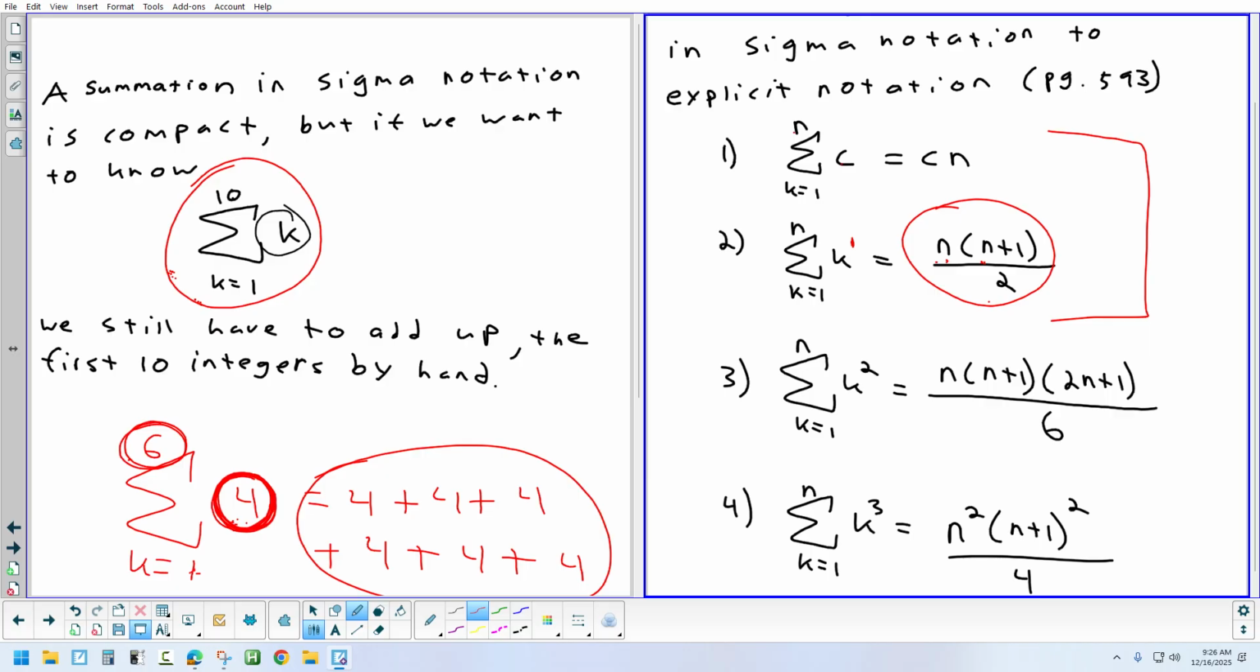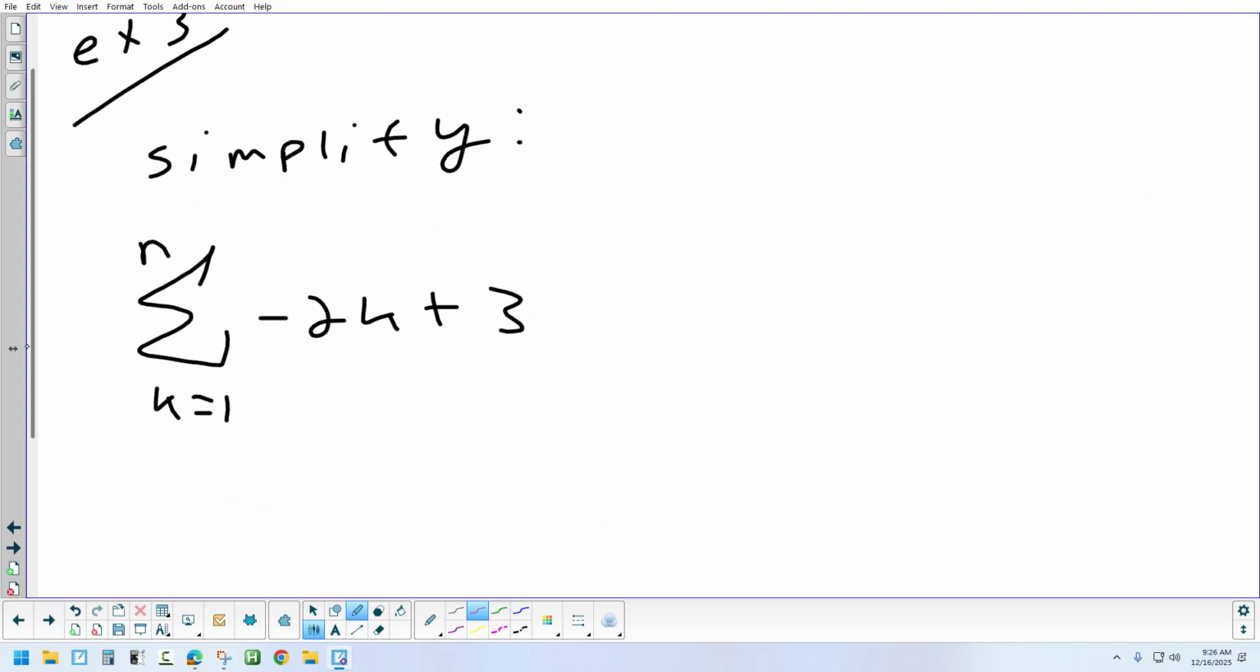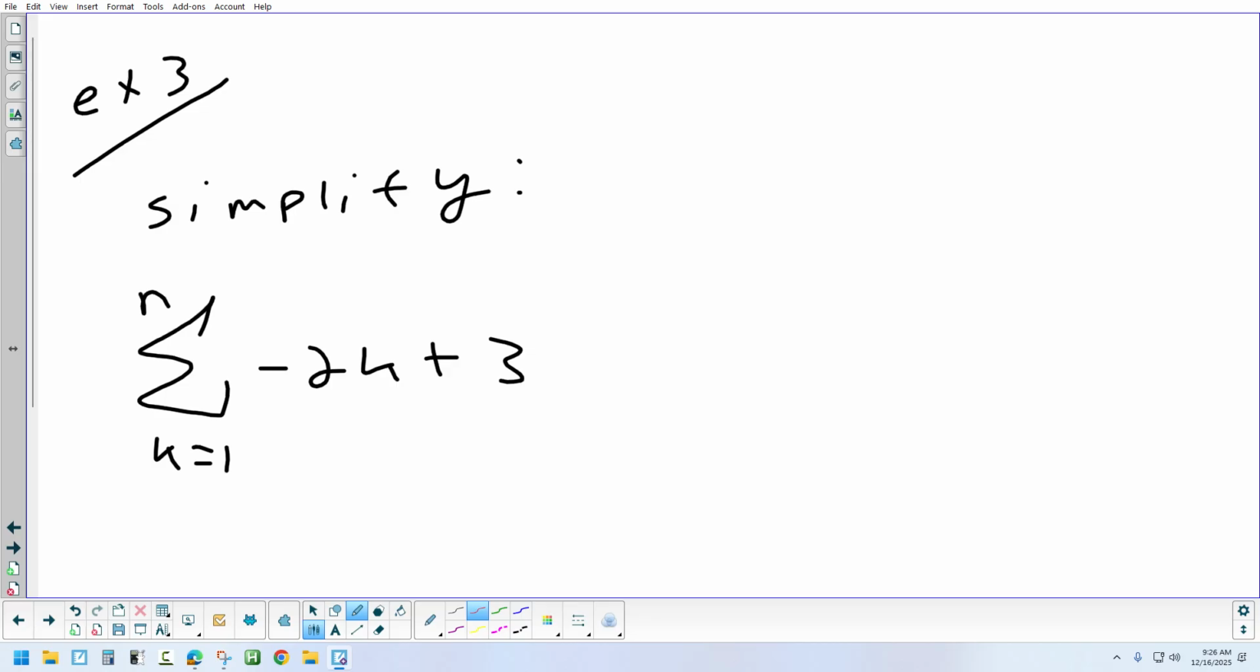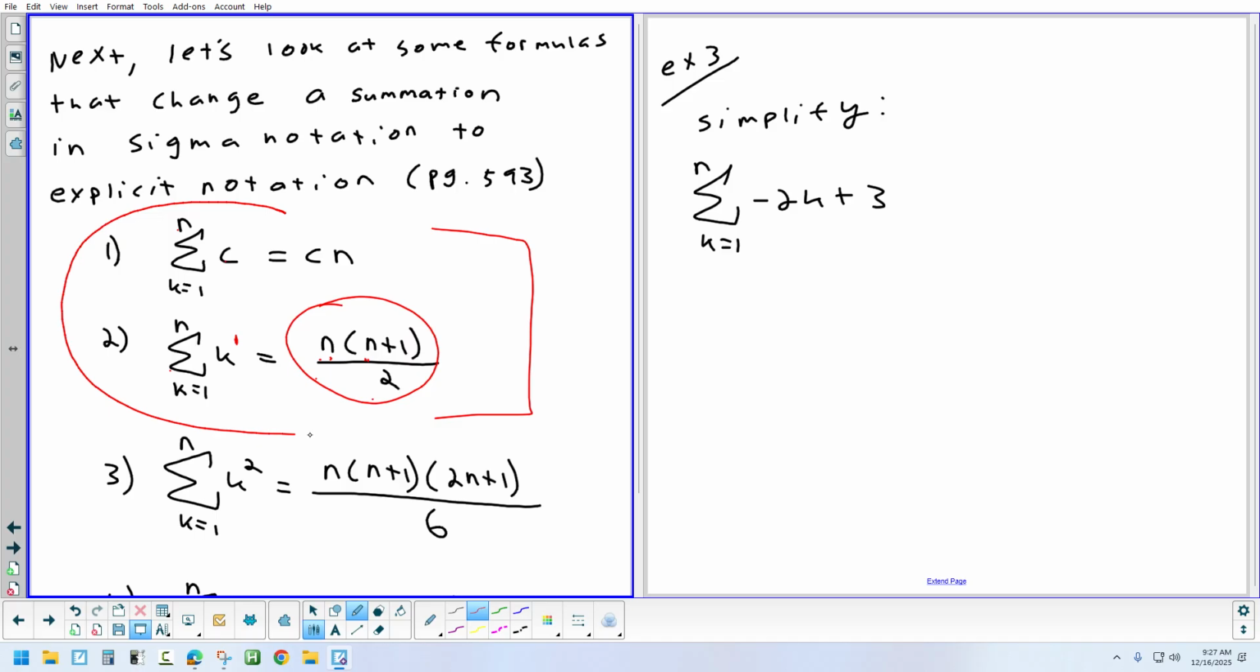Okay. Any question on the first two formulas? So the formulas, again, they're giving you a way to take something that has sigma and get rid of it. Actually figure it out and get the answer. So let's see if we can simplify this one. The goal here is to take what we have there and look at these two formulas and find one that matches what we have.